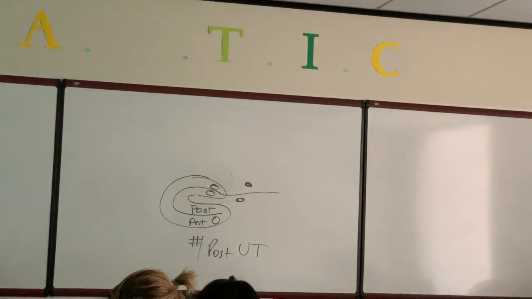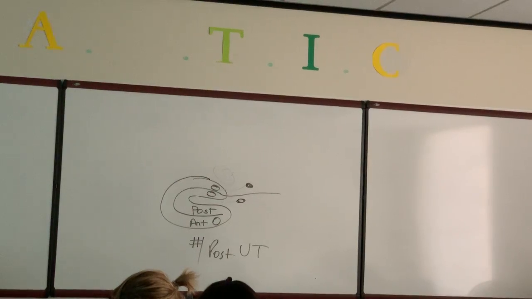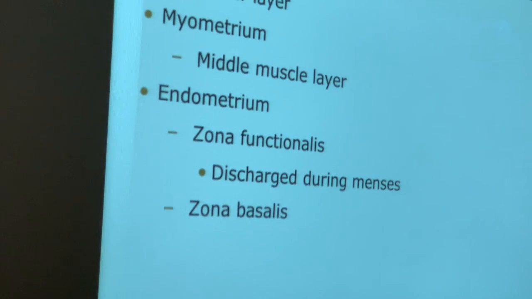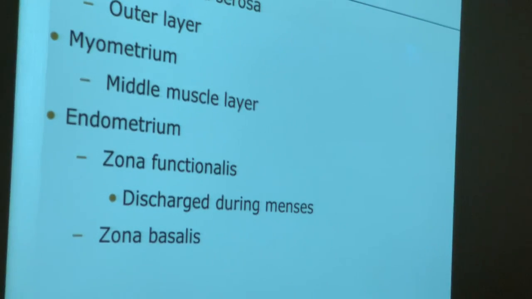Okay. Here's the uterine layers, the perimetrium, also known as the serosa. It's the outer layer.